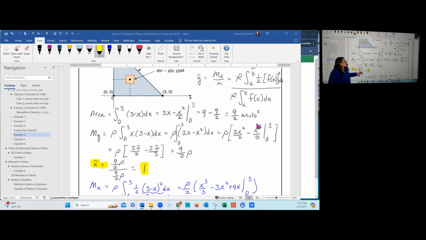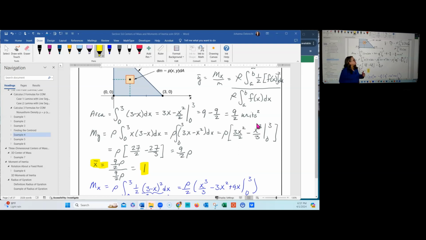And then I need to go ahead and take what amounts to the moment here in the y direction, and divide by the total mass, which is 9/2 rho, and the rhos cancel and I get 1. So the location of the centroid is 1 unit in the horizontal direction.